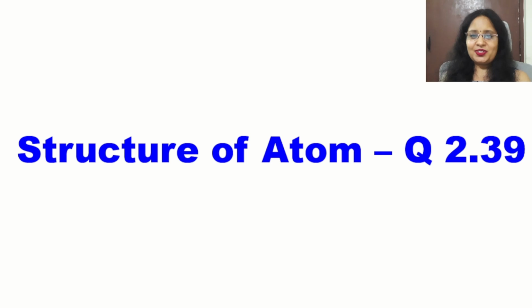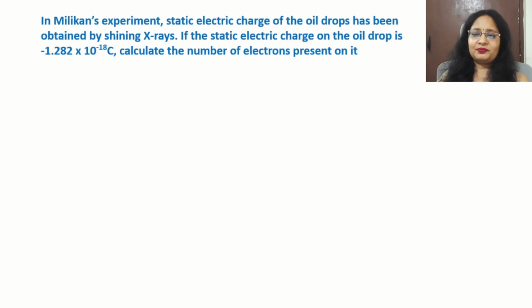Today's video is question number 2.39 from NCERT textbook class 11 and the chapter name is the structure of atom. So let's check the question. In Millikan's experiment, static electric charge of the oil drops have been obtained by shining X-rays. If the static electric charge on the oil drop is minus 1.282 into 10 to the power minus 18 coulomb, calculate the number of electrons present on it.